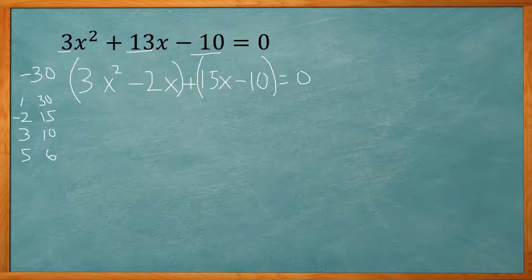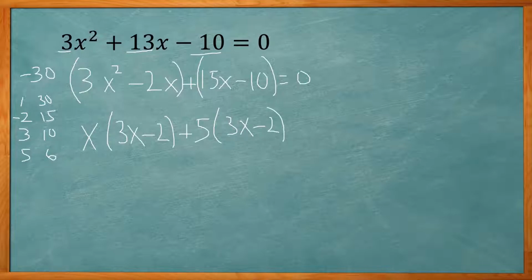So the greatest common factor between 3x squared and 2x will be x. That leaves me with 3x minus 2. The greatest common factor between 15x and 10 is going to be 5, so factor out the 5. It's going to be 3x minus 2 inside. Then from there, I'm going to factor out the 3x minus 2. That's going to leave me x plus 5. Okay, so the factored form is 3x minus 2 times x plus 5.